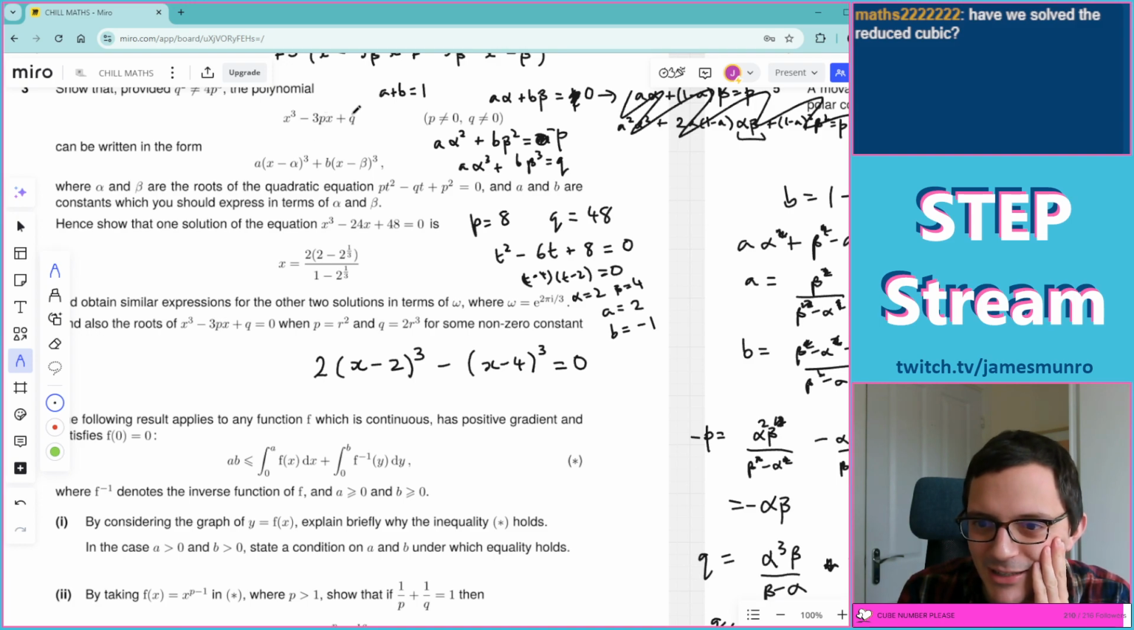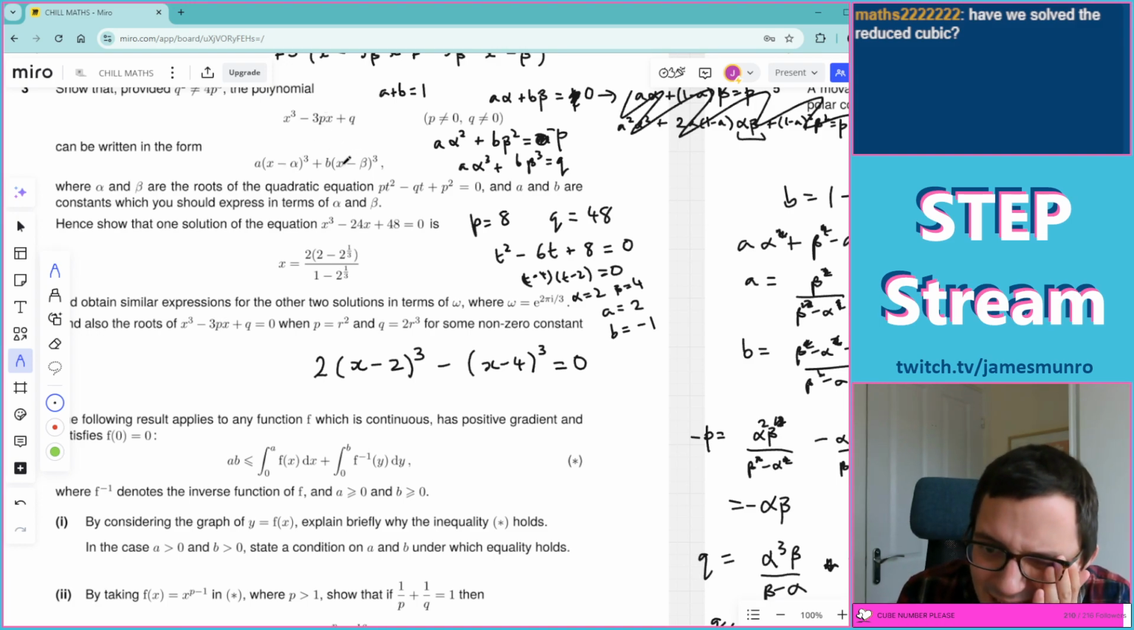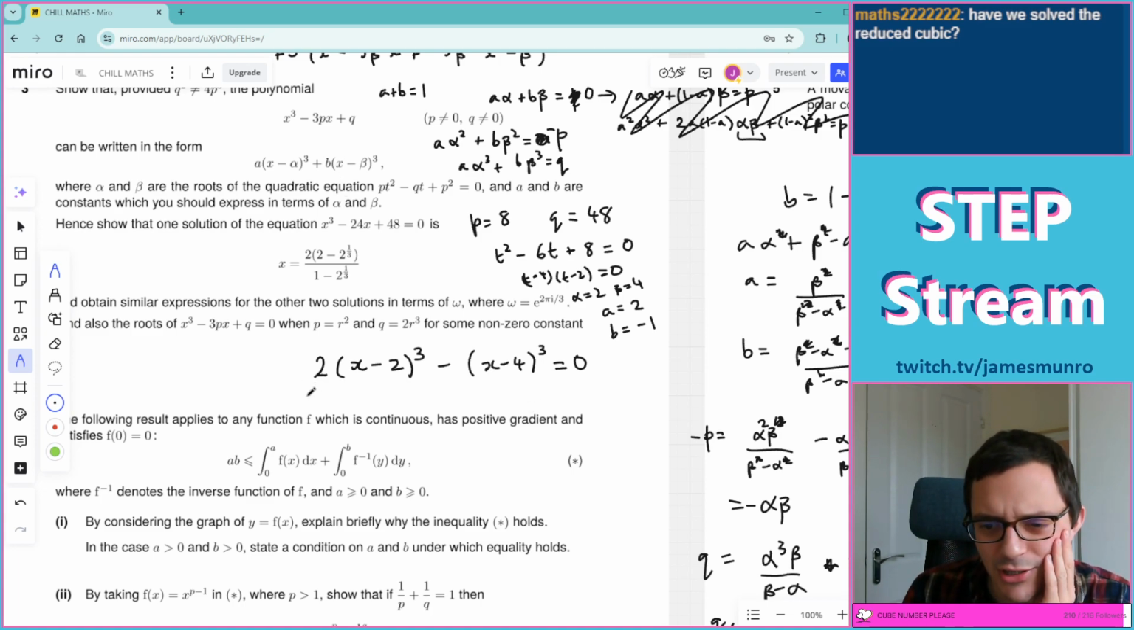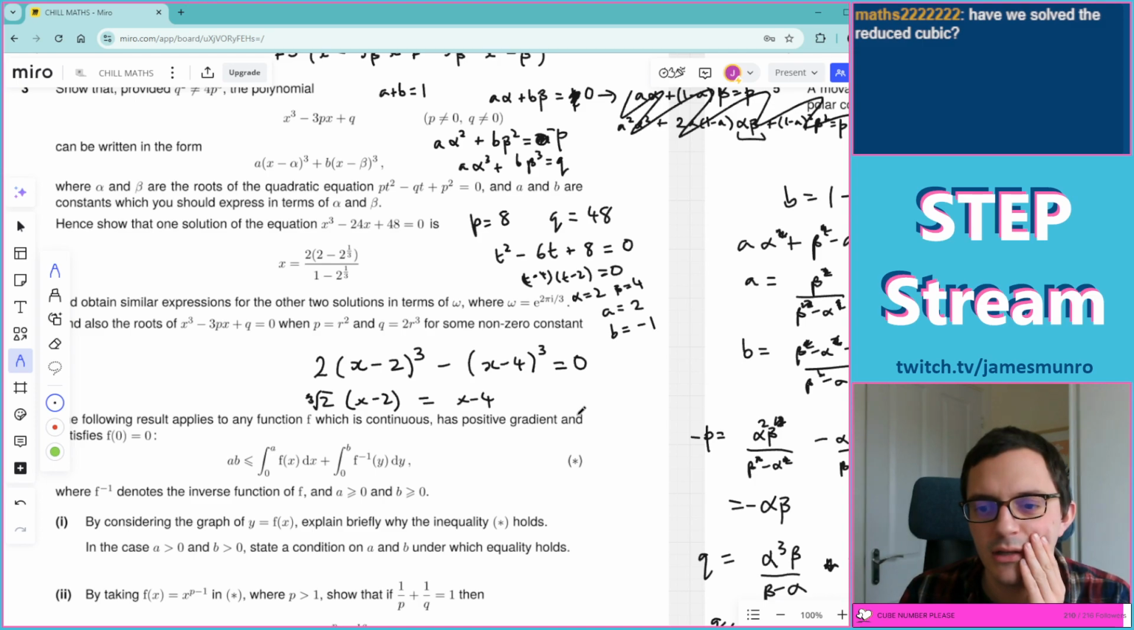And then write 3p and q here for the coefficients. Rewrite them in this form, and then that's equal to 0. Oh, so then you take your cube roots. So if this is 0, rearrange, and you'll get cube root of 2x minus 2 is equal to x minus 4. And then shuffle it around a bit, and I bet you get this value of x.